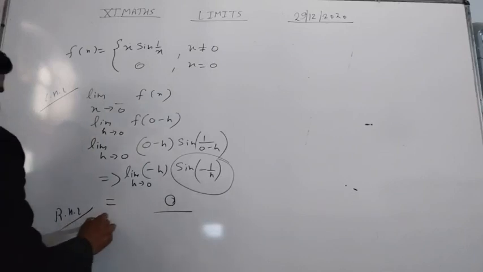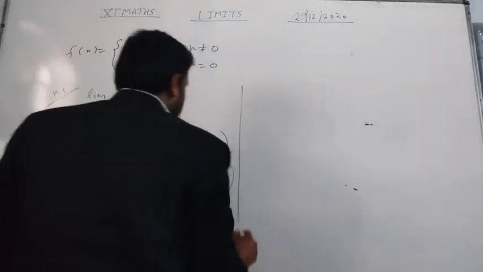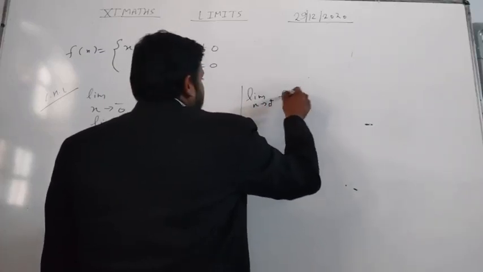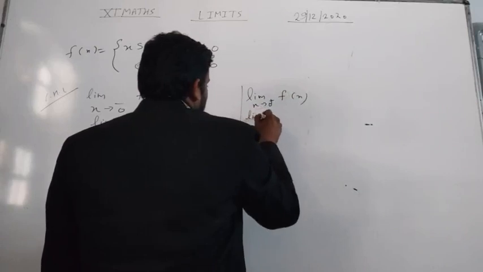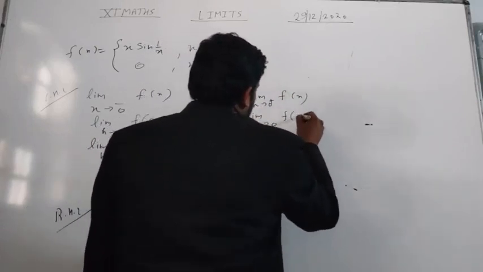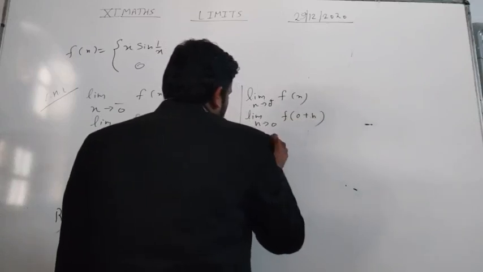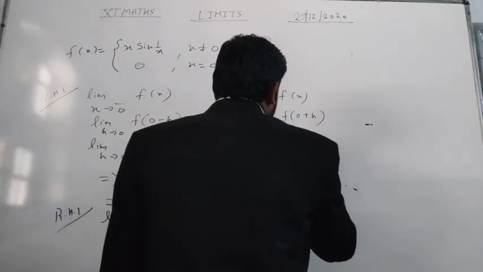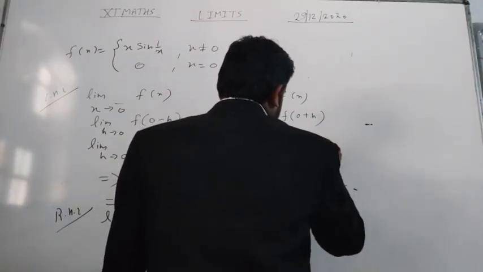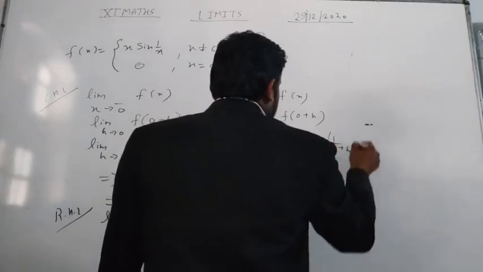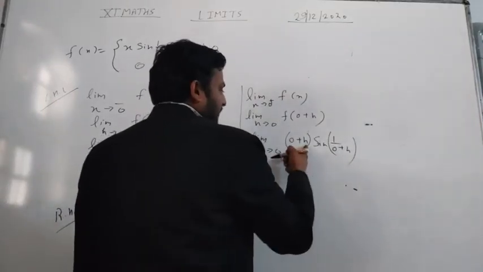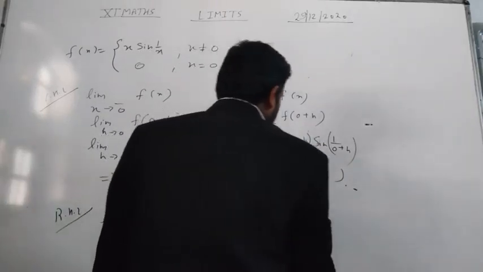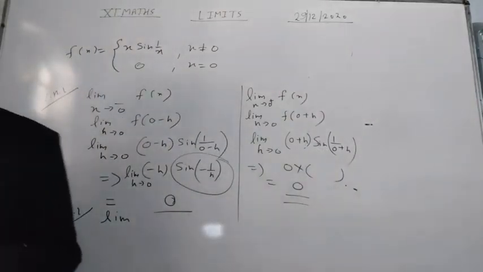And the right hand limit, let's see that limit x tends to 0 plus f(x), that is limit h tends to 0 of f(0 plus h). Our function is (0 plus h) sin 1 by (0 plus h). So when we put h as 0, this term will always be 0, so we get total 0. Okay, I hope you understand.